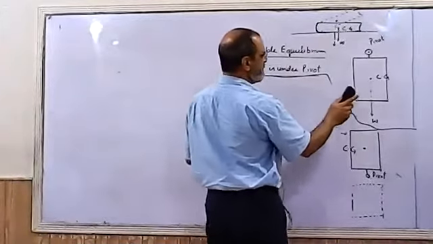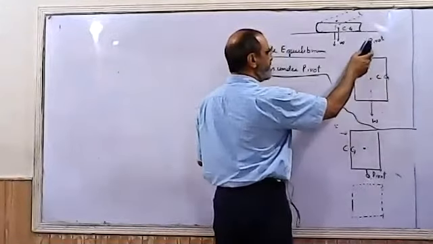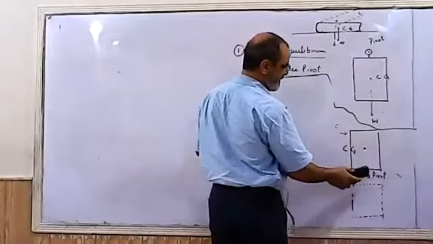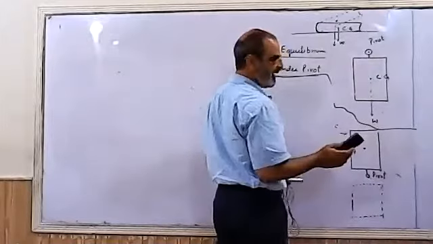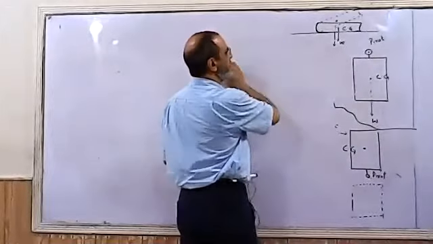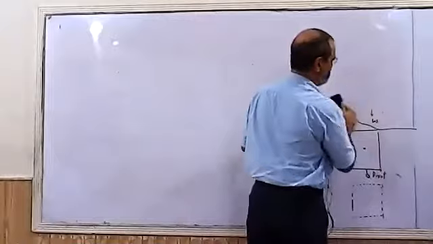Remember, in stable equilibrium, center of gravity is below the pivot. In unstable, center of gravity is above the pivot. And in neutral, the center of gravity does not change.